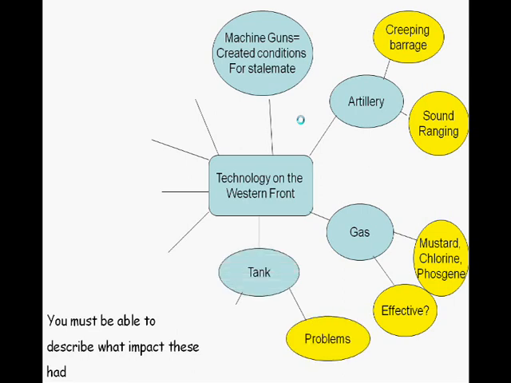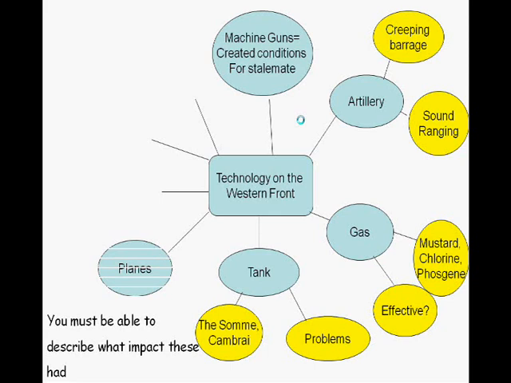The tank, it had its problems. It was slow, could break down a lot, all the rest of it. At the Somme and Cambrai, these problems hindered it. However, again, it did create fear in the German troops, and later on, when they sorted out the tactics, it actually became a pretty good weapon.